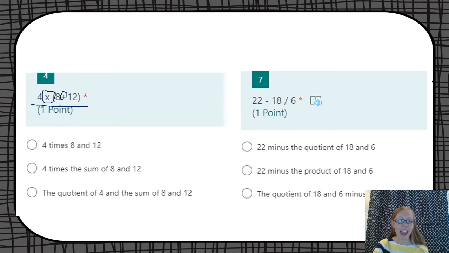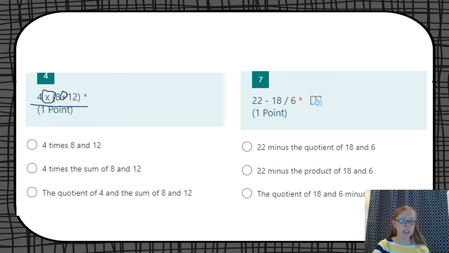When we are adding something, the answer is called a sum. So since the sum of 8 and 12 are in parentheses, we're going to need to keep those numbers together in our written sentence. And then 4 times, we might say the product of that. So we could say, based on these choices, we see 4 times 8 and 12, 4 times the sum of 8 and 12, or the quotient of 4 and the sum of 8 and 12.